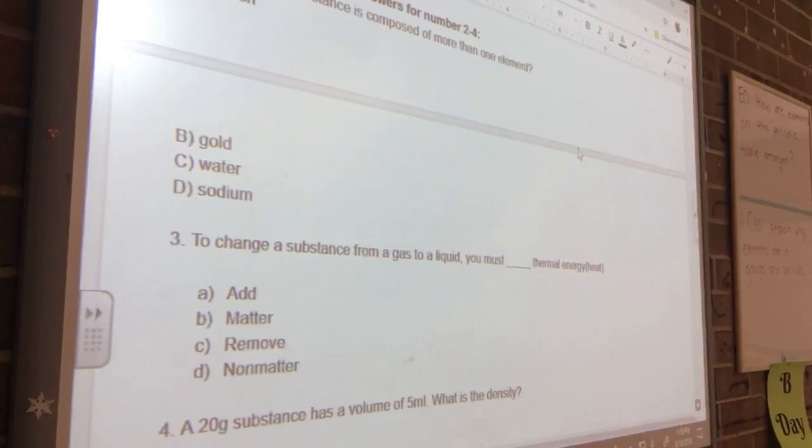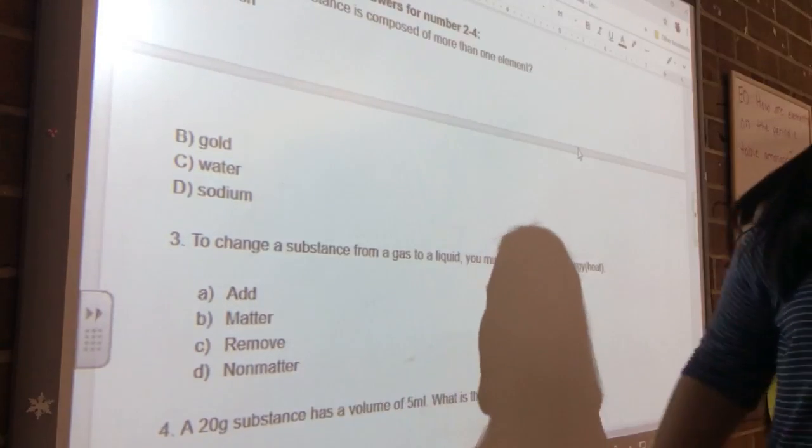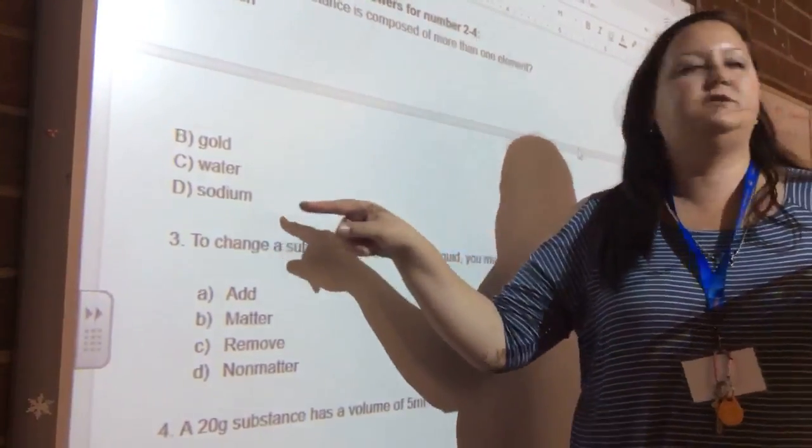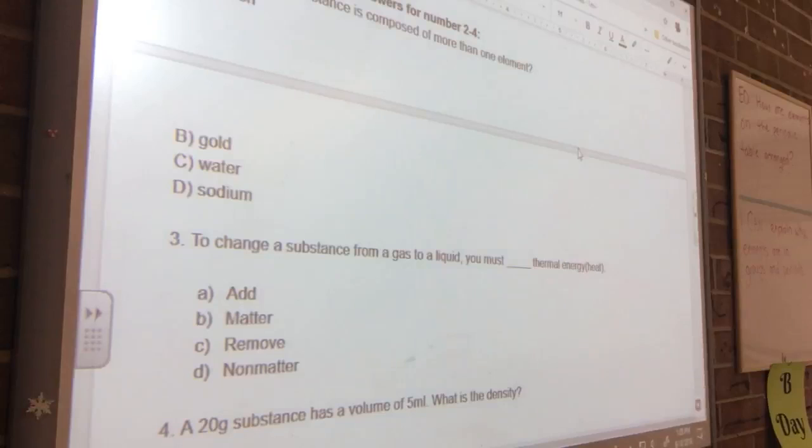Number 2, which pure substance is composed of more than one element? Orion. Very good, water. I can tell you right now, and if you don't know already, which you should from 6th grade, but if not, that's okay. Very soon you will know that carbon, gold, and sodium are all elements. By themselves, they're only elements. Water has 2 elements. What 2 elements does water have? Hydrogen and oxygen. Very good. So it's the only one that has more than one element in it. So make sure you change that.